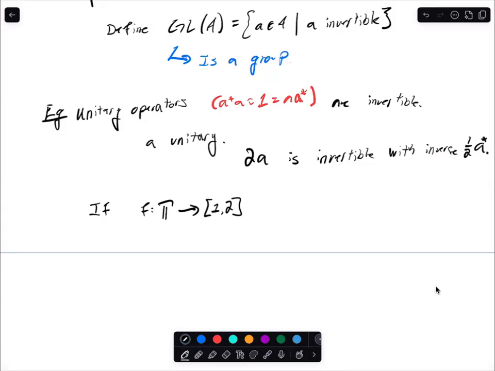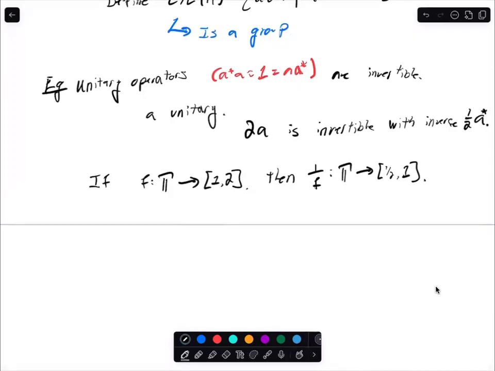Thanks. Good. So if we take a different operator, say it takes the values in 0, 1, or in 1, 2, then we can see that 1 over f is a well-defined function going from the circle, and its image is in 1/2, 1 instead.